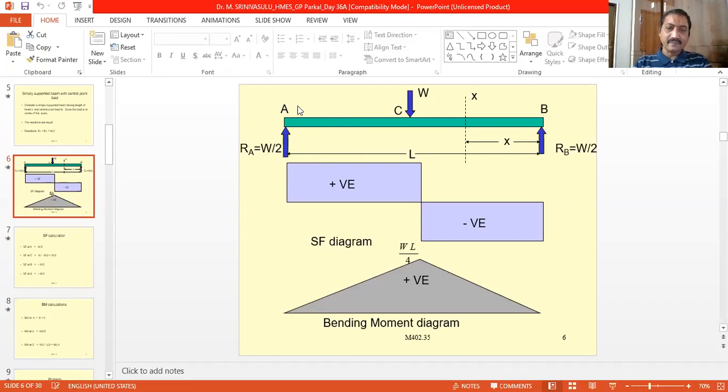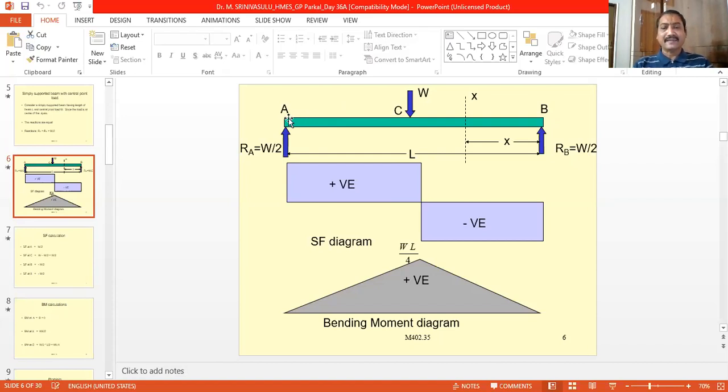If we take the section at this point, to the right we got two forces. W is acting downward and W by 2, that is the RB, is acting upwards. And to the left, W by 2 is acting upwards. So we can take either only one side. We have to consider only the right of the section or the left of the section exactly at point A. First of all I will consider the forces acting at the right of the section and then compare that with the left of the section.